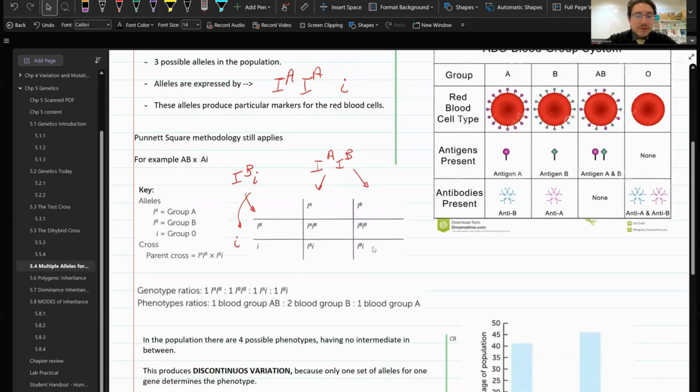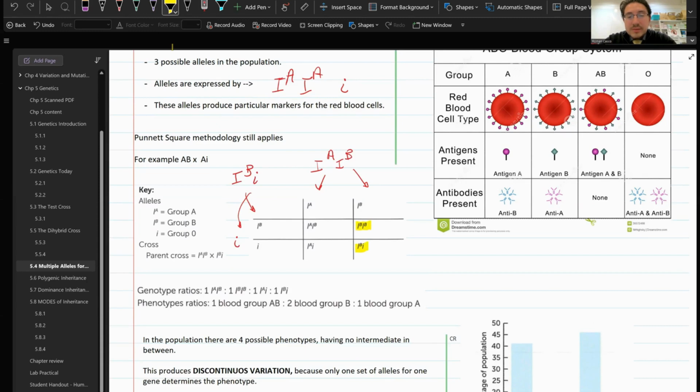In terms of genotypic and phenotypic ratios, in terms of genotype, you would basically have 1 to 1, or 25% of AB, 25% of BB, 25% of AI and BI and so forth. But ultimately, in terms of phenotypic ratios, you will have one blood group AB, two blood groups being B, and one blood group being A. So if I were to highlight this, this individual and this individual are pretty much identical. They're the same thing.